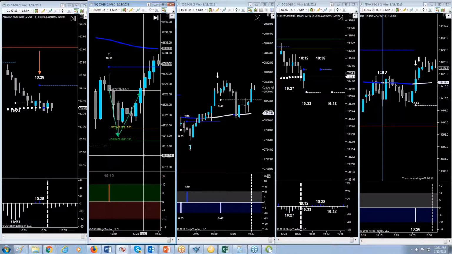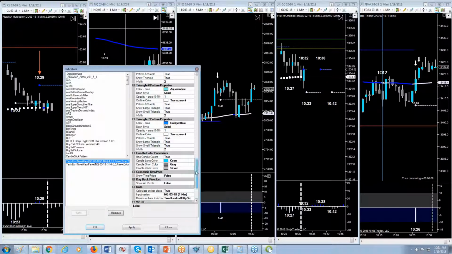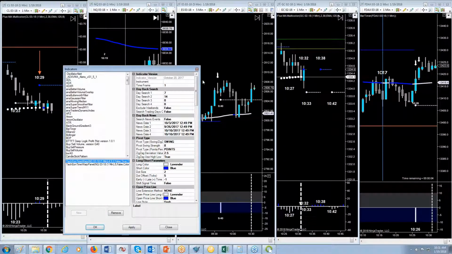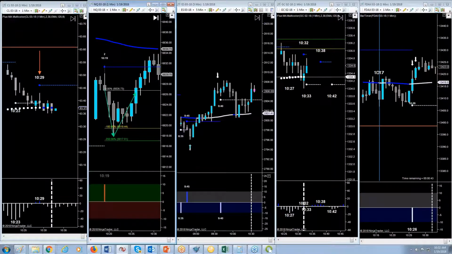Okay, Melissa, on the NQ, I have a day back search of 7 on day search 1, a day search of 14 for number 2, and a swing of 8 for the pivot type. Yes, Luis, I turned the pattern numbers off today, just for this class.